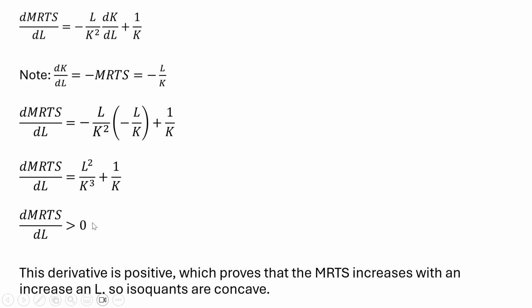So the derivative of the marginal rate of technical substitution with respect to labor is greater than 0. So instead of having diminishing marginal rate of technical substitution, we have an increasing marginal rate of technical substitution. So this proves that the MRTS increases with an increase in L, and that can only happen if isoquants are concave. If isoquants are convex, you have the diminishing marginal rate of technical substitution. That's not the case with this particular production function that we're using. Okay, that's it.